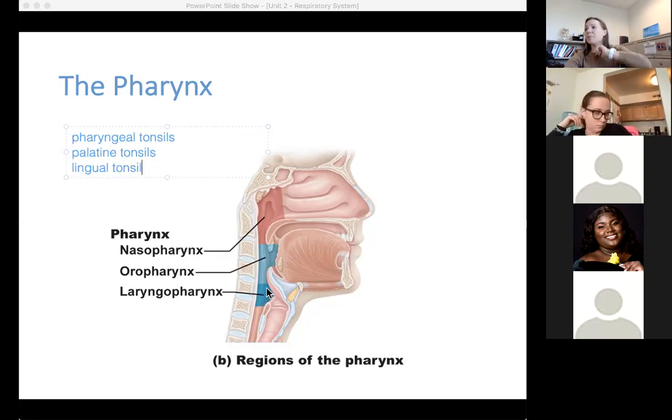And then all the way at the bottom in the darker blue color is the laryngopharynx. So this is the most inferior portion of the pharynx. It is a passageway for the same things as the oropharynx. It is a passageway for foods, for liquids, and for air.